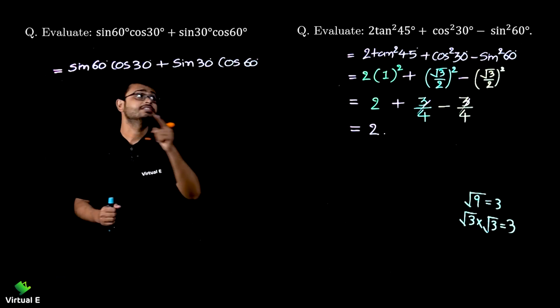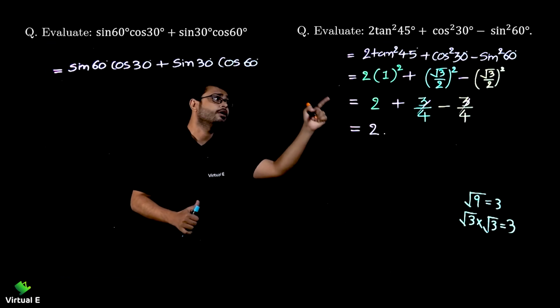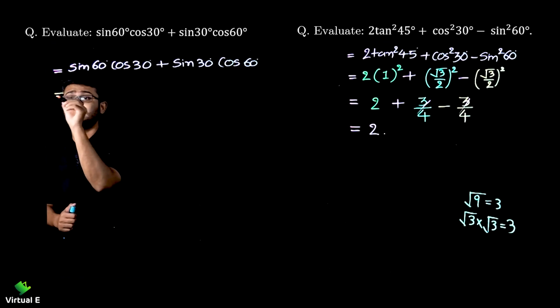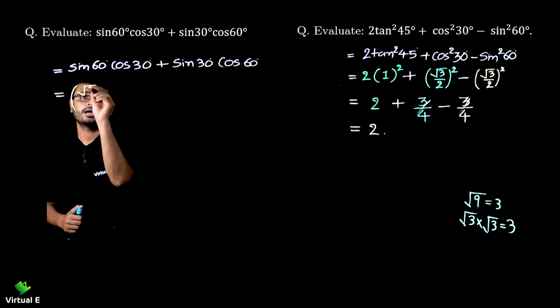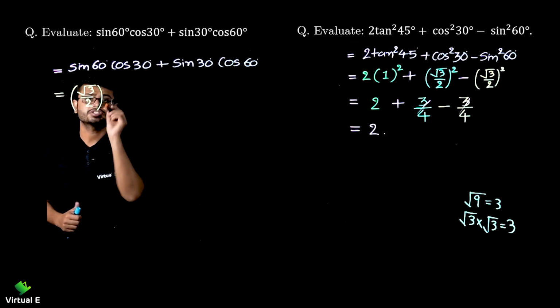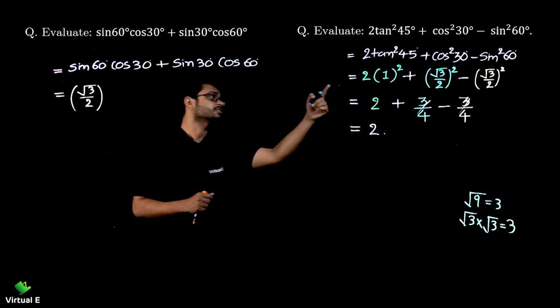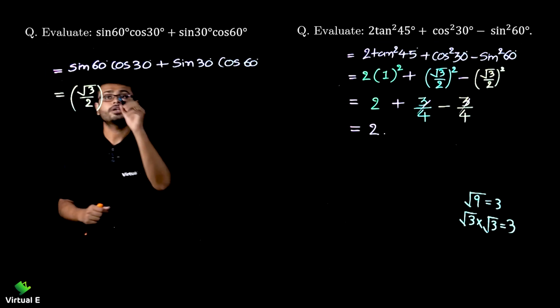Now here sin 60 we know what we will substitute there: root 3 by 2. So let's substitute root 3 by 2. Done, first value. Then cos 30. The cos 30 value we have done there, which is root 3 by 2 as well.